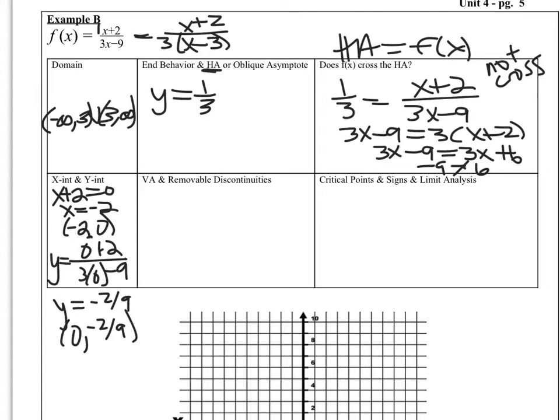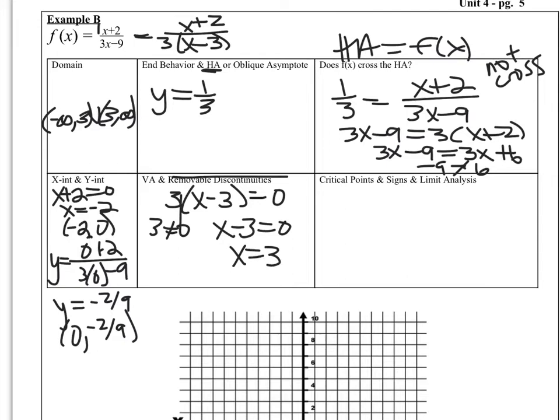Vertical asymptote means we set our denominator equal to 0. I don't have a removable discontinuity, nothing canceled. So 3 doesn't equal 0. We're really just setting each factor equal to 0. That's not true. X minus 3 equals 0 happens when x equals 3.